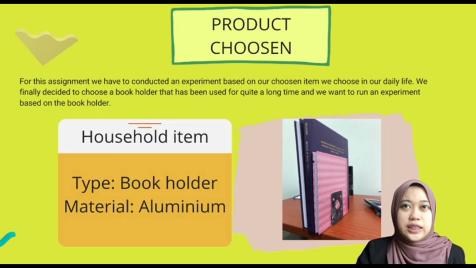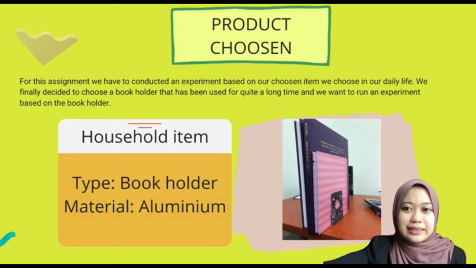For the next slide, the product chosen. For this assignment, we have to conduct an experiment based on an item from our daily life. We finally decided to choose a book holder that has been used for quite a long time, and we want to run an experiment based on the book holder. For this household item, the material of the book holder is aluminium.